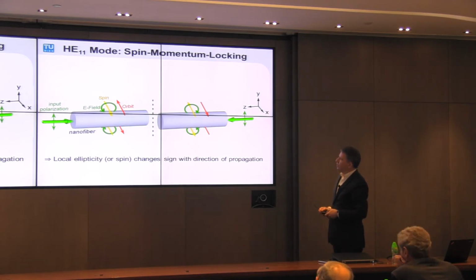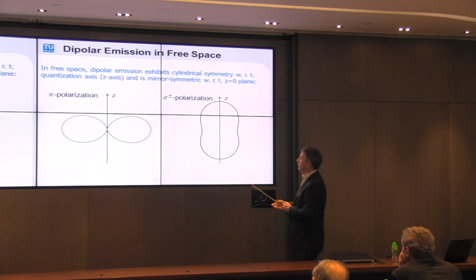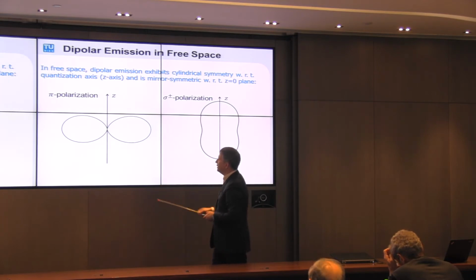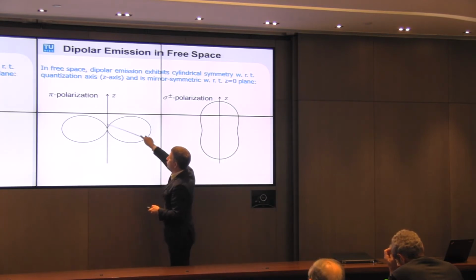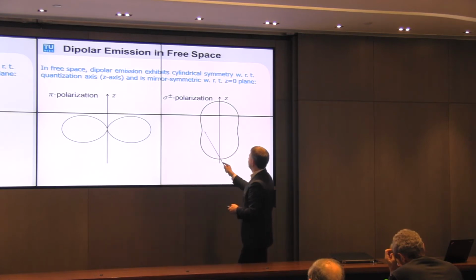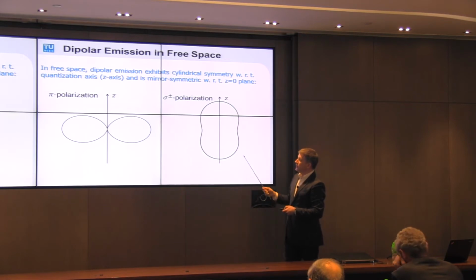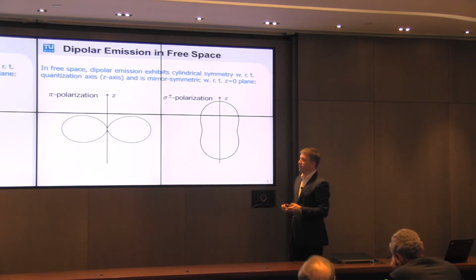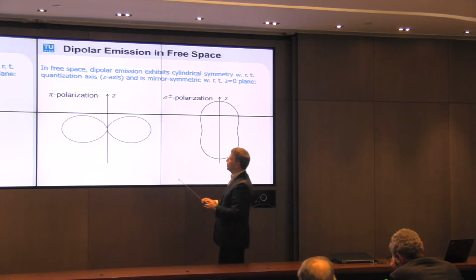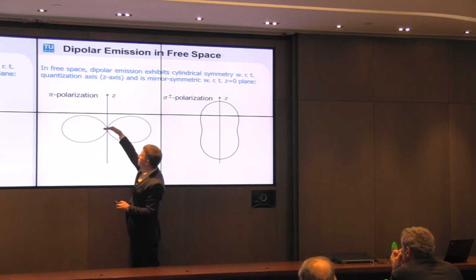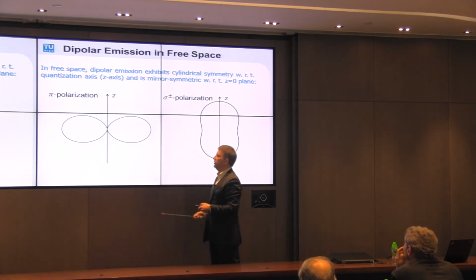Now, this allows us to break this symmetry of dipolar emission that I was referring to. So let's just explain what I mean. If you consider a dipolar emitter in free space, be it linearly polarized along the quantization axis or be it circularly polarized in the plane normal to the quantization axis, in both cases the emission pattern of the dipole exhibits two symmetries. First of all, there's a cylindrical symmetry with respect to the quantization axis, and there's a mirror symmetry with respect to z equals 0.